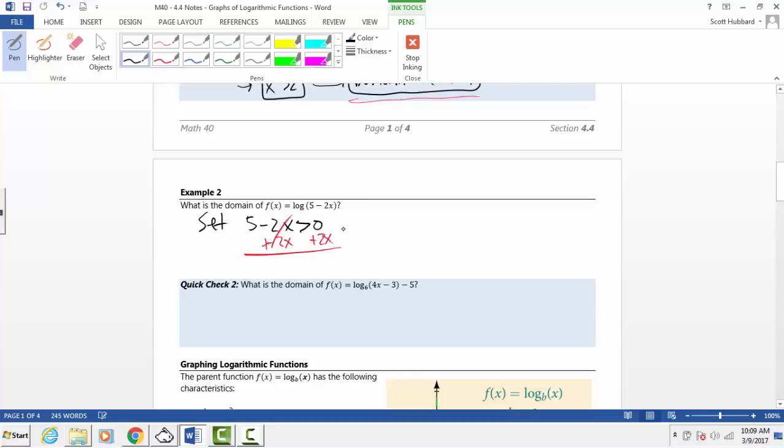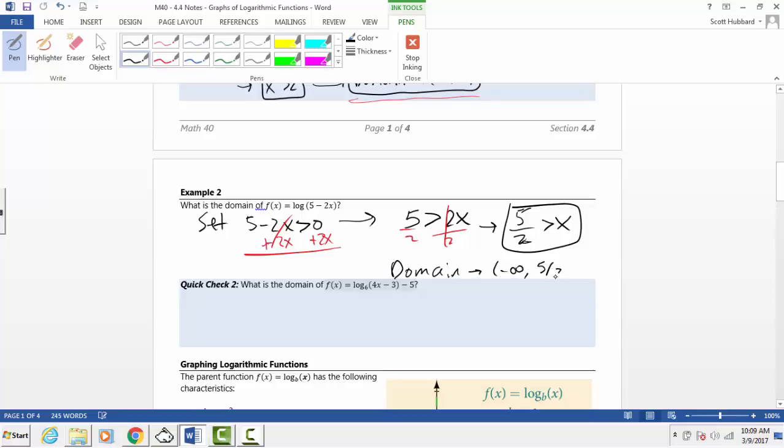Those cancel, and we're left with 5 is greater than 2x. And last step, divide by 2. And you get 5 over 2 is greater than x. So this means x has to be less than 5 over 2, and so the domain is going to be negative infinity to 5 halves. Okay, so that's that one.